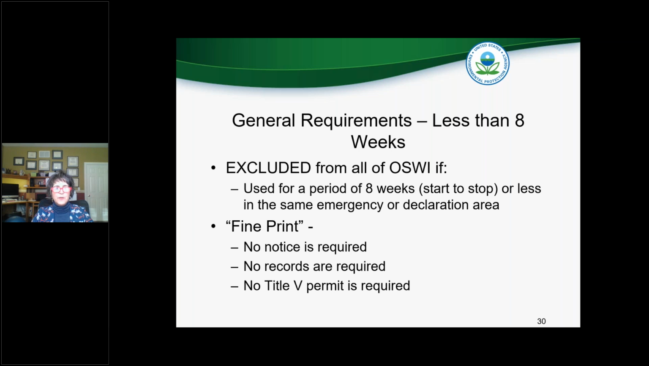I've got some of what the fine print is here that you need to consider. For this, there's basically no notice required. There's no records that you have to keep under the OSWI standards, and you don't have to get a Title V permit. You do have to use it within the same emergency or declaration area in that 8-week period. All right, you can go on to the next slide.